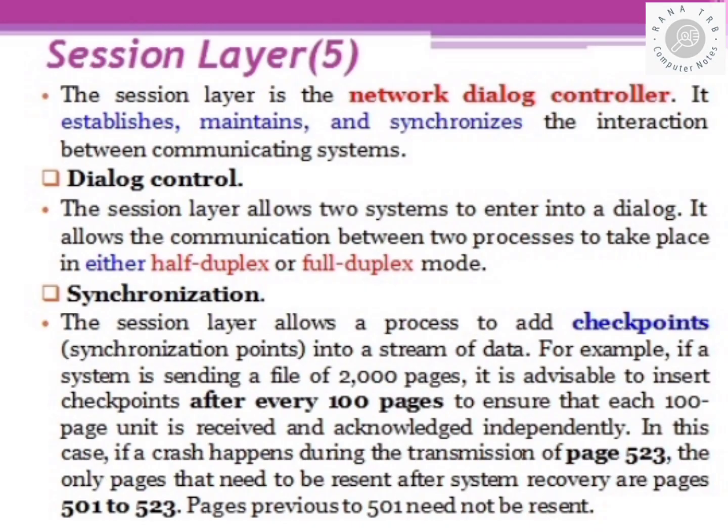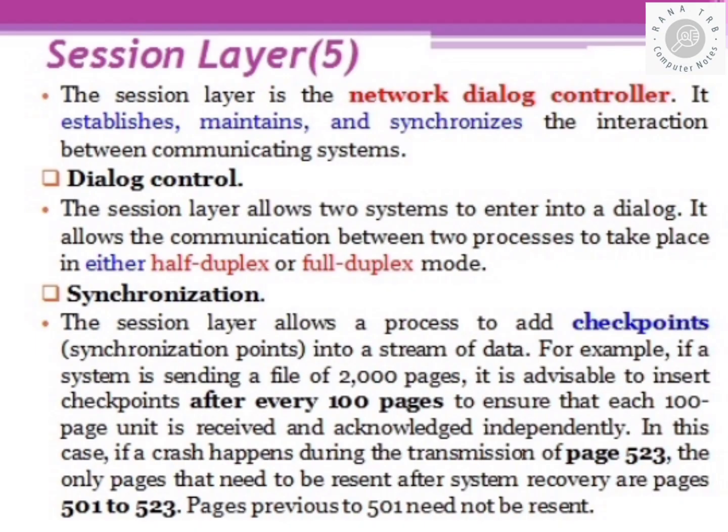We will check the synchronization method. Here it adds checkpoints, that is synchronization points, into a stream of data. For example, if you are transferring data of 2000 pages, first it will add a checkpoint for every 100 pages, to ensure each 100 page unit is received and acknowledged independently. Suppose there is a crash or the transfer gets stuck at page number 523, it will resend only the data from page 501.